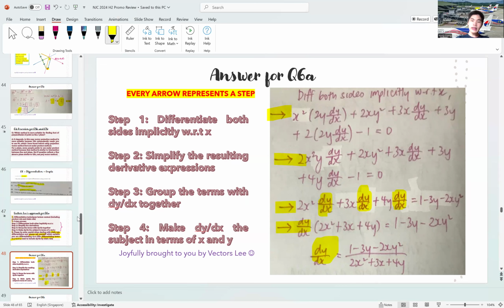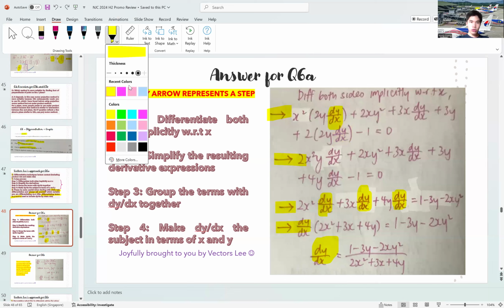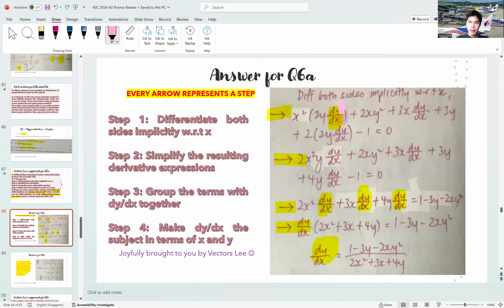So nothing really special over here. Just remember to multiply by dy/dx after you differentiate functions with y terms with respect to x, right? All these are by chain rule. Wait, let me use a different color. Okay, so all these over here are by chain rule.